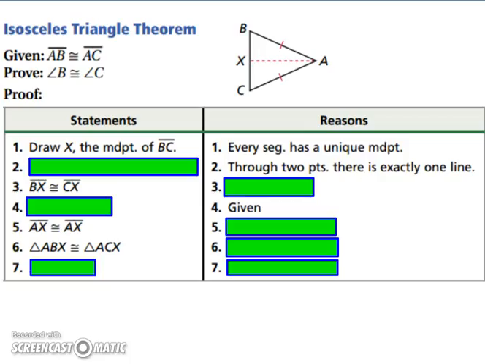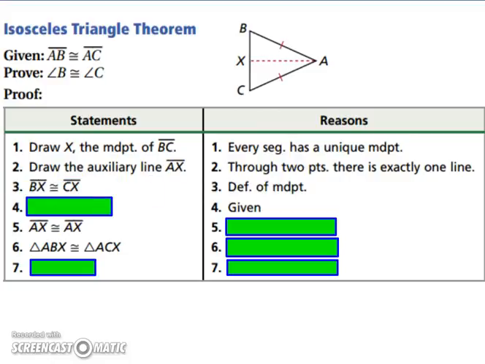Let's look at the proof for the isosceles triangle theorem. We have AB is congruent to AC, and we're trying to prove that the base angles are congruent. We're going to draw in an auxiliary line, AX, to the midpoint of BC, because we know that every segment has a unique midpoint. Now we can utilize our AX. BX is congruent to CX because of the definition of midpoint.